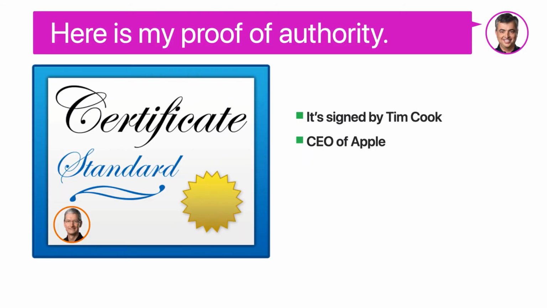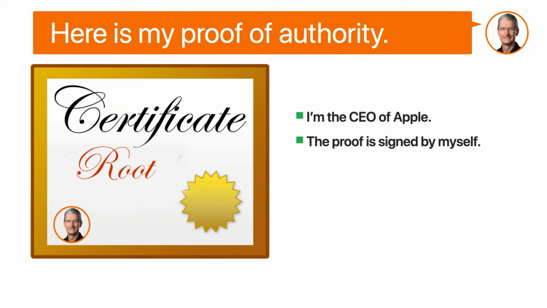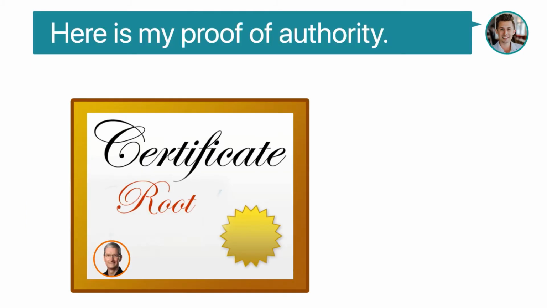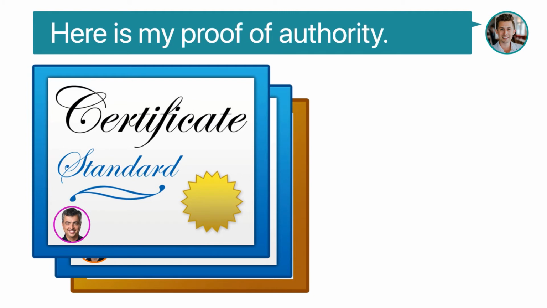So Eddie Q in his turn also comes with a proof of authority. Look, this one is a certificate signed by Tim Cook, CEO of Apple. And the last one in the chain says, hi, I'm Tim Cook. I'm the CEO of Apple. Here is my proof. I signed it myself. So Jack gives the proof of authority to Emma, the three certificates.